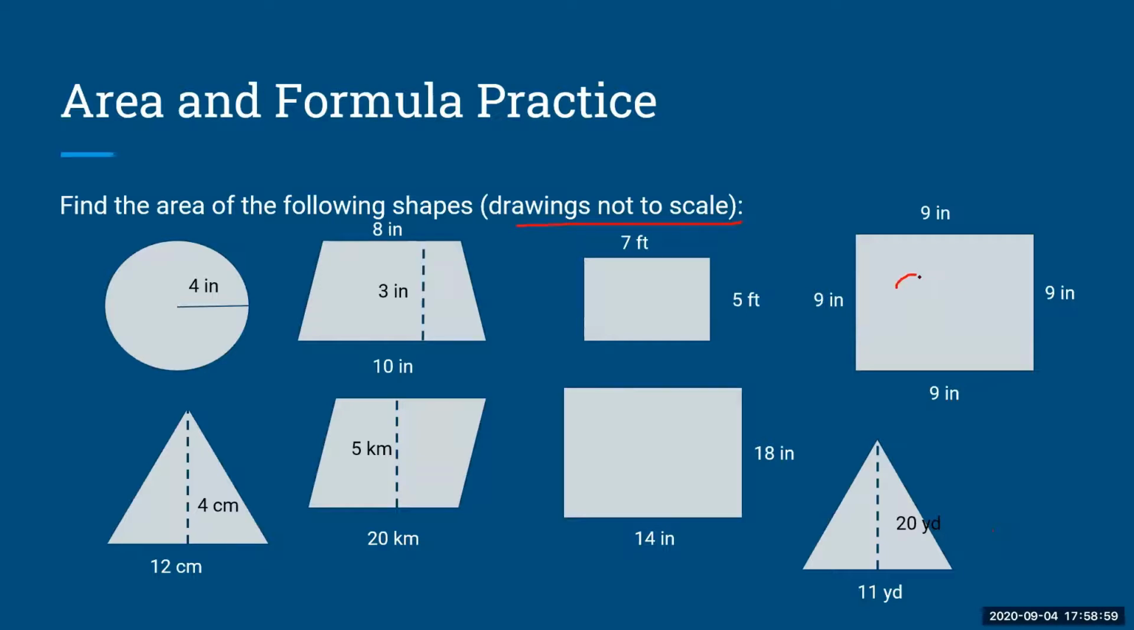This is a square, so this is just 9 squared. Just simplify that. This is a rectangle, this is a rectangle, this is a trapezoid. I'll say this is 2 kilometers right here. I forgot to add that. 2 kilometers. Everything else is good.